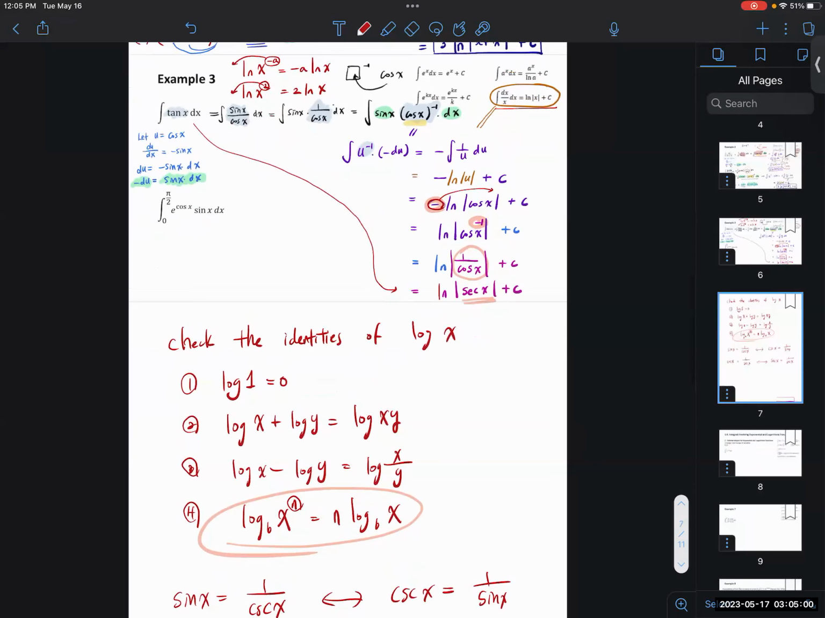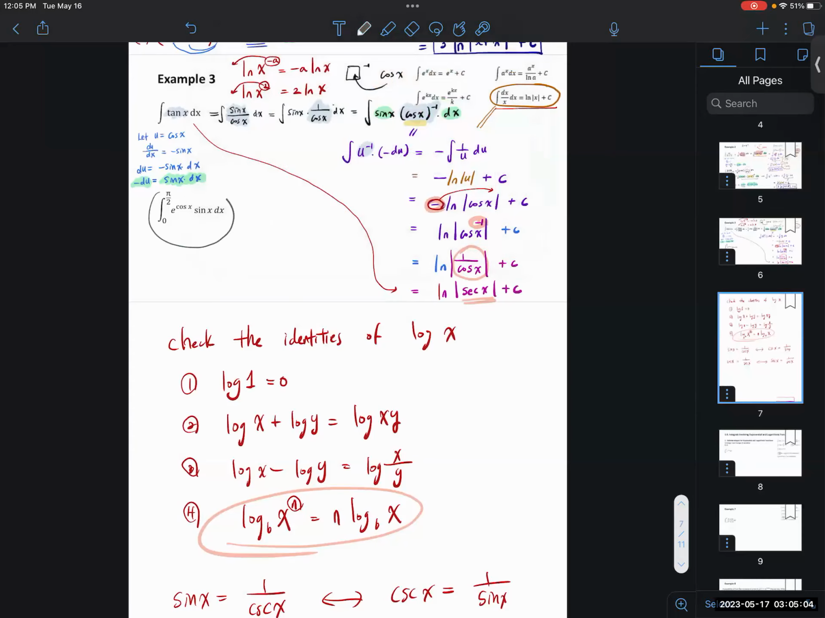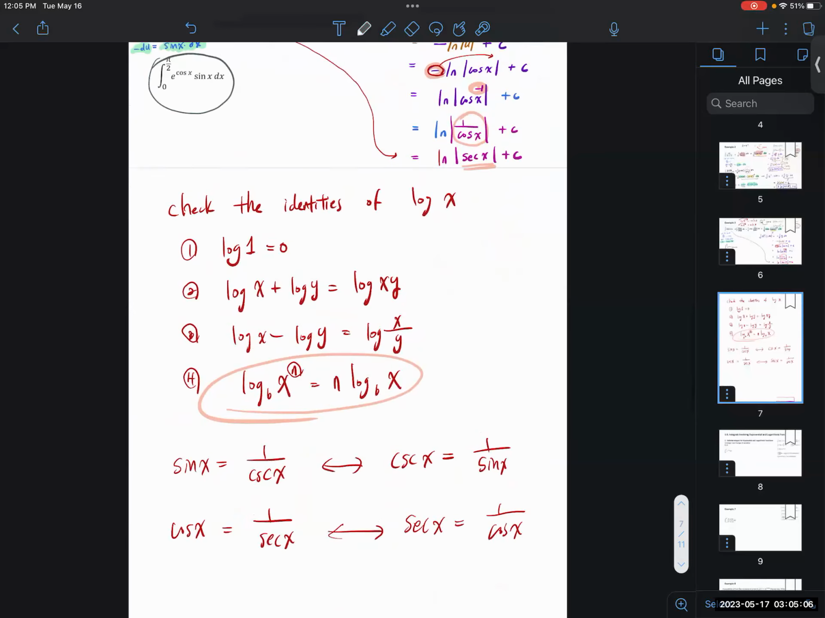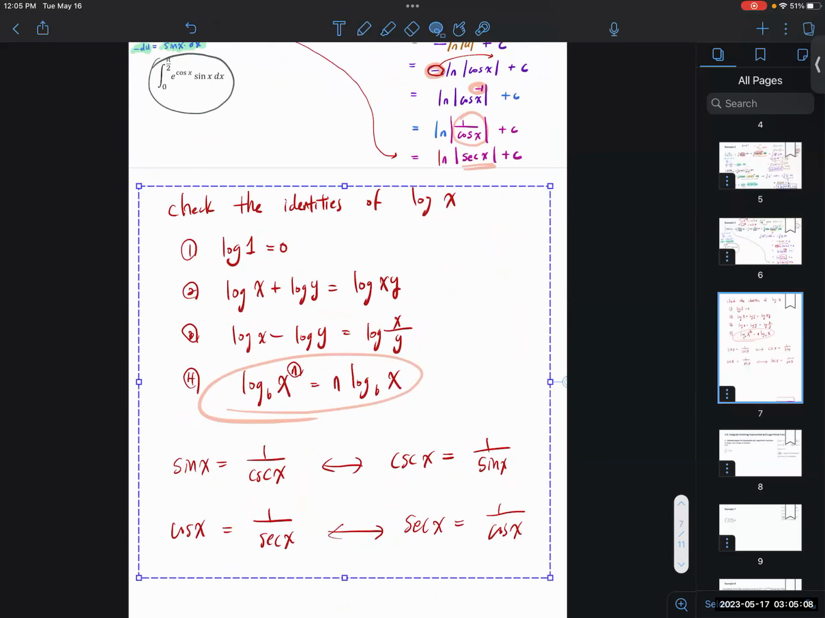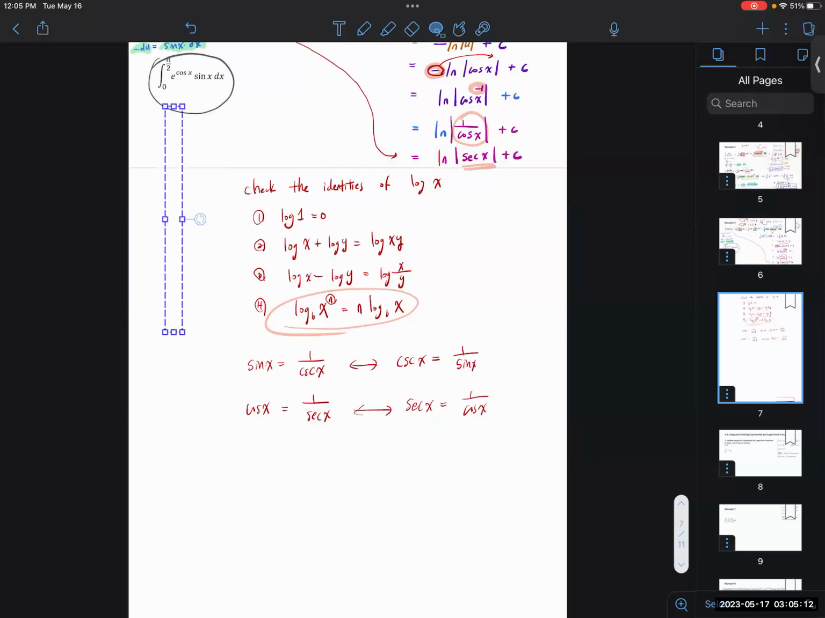So I'm going to do number 2. So we have to do this one. I think I definitely need some space. I'm going to make it a little bit smaller. So identity. So let's do this one right there.